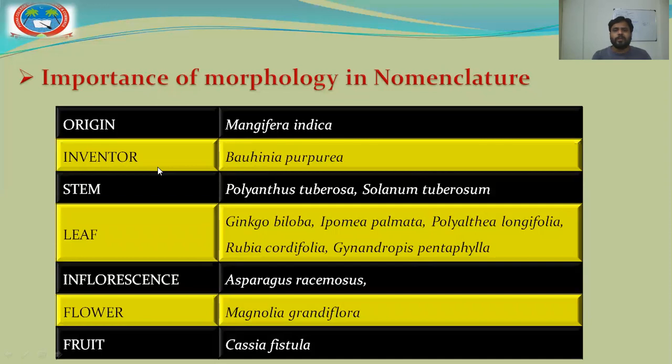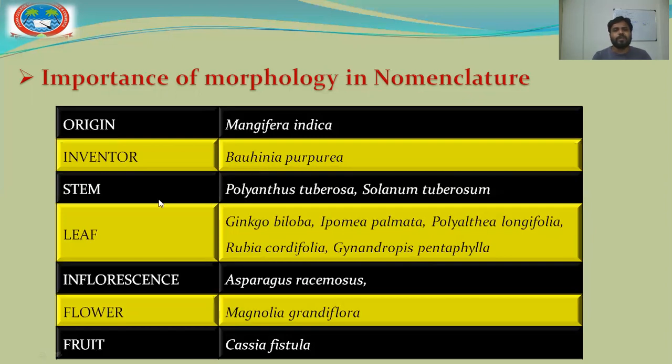Or we can give the name on the basis of the inventor, who first of all described or discovered that particular organism or plant. On the basis of that, we can give the name. For example, Bauhinia purpurea. This is a plant whose genus or generic name depends on the inventor who first of all described it. That is Caspar Bauhin. On the basis of Bauhin, the name of the genus is determined, that is Bauhinia.